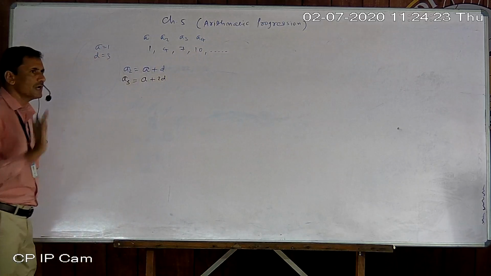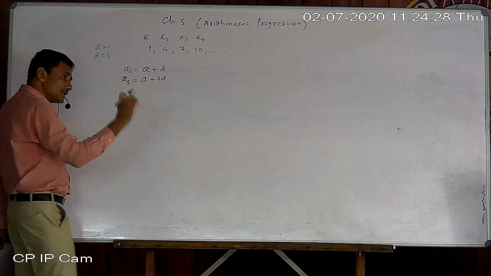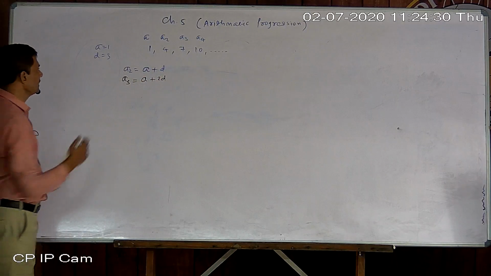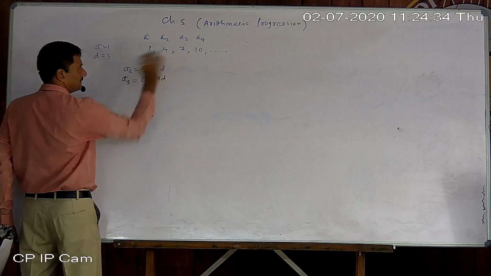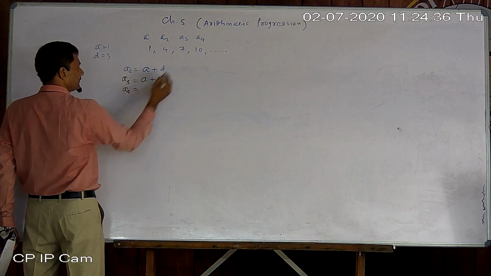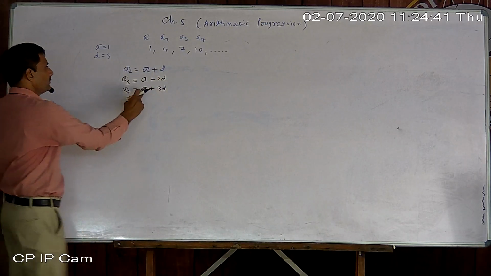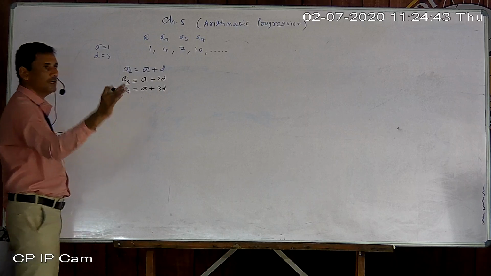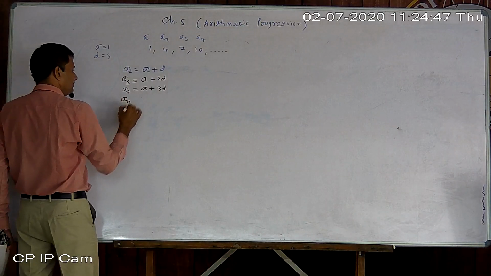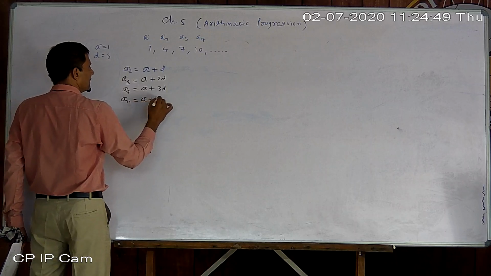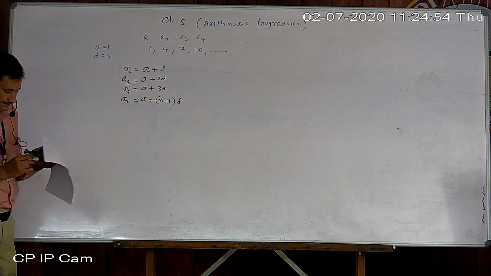But we don't go that way. We always try to find a particular term from the first term. So A plus 2D, why? 2D equal to 3 twos are 6, so 1 plus 6, 7. A4, A plus 3D. Okay, so from the first term and from the difference you can find any term. Suppose you want to find the nth term, then you can say a plus (n minus 1) d. Why? Just compare them.